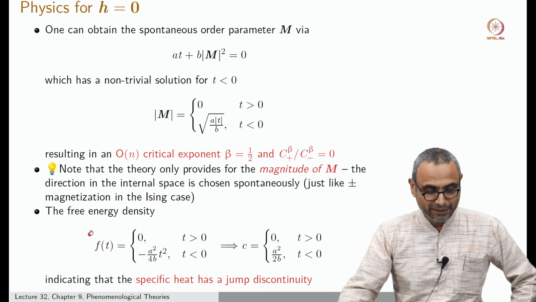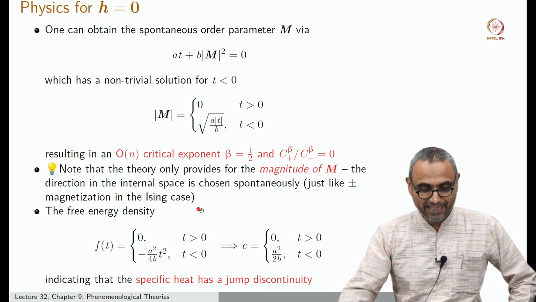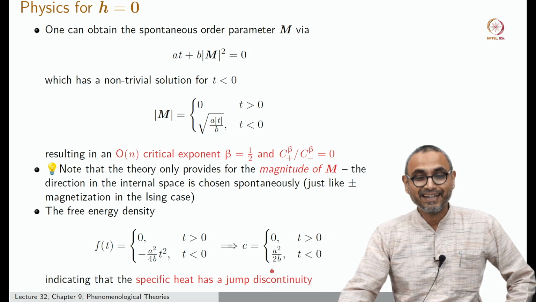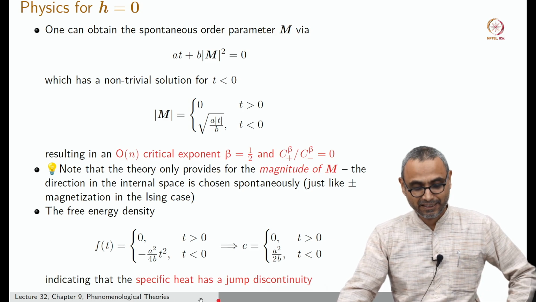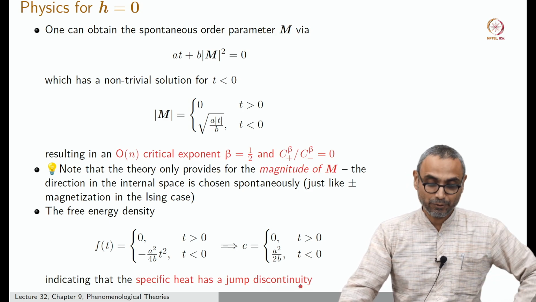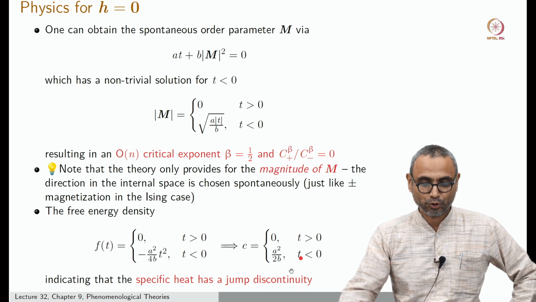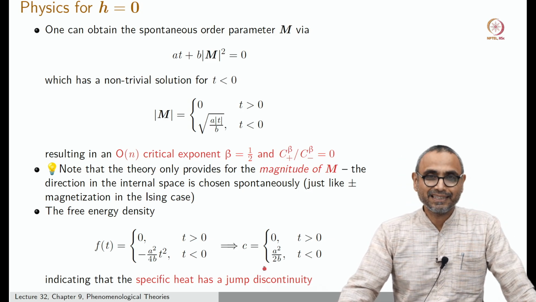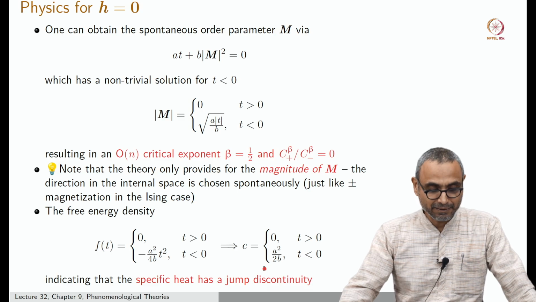And you will see that the free energy can be extracted to be this, which will imply that the specific heat has a jump discontinuity at the transition, namely t equal to 0. So that is the statement that is shown here. It has a jump discontinuity. So this is also what we found in our analysis of the Ising problem.